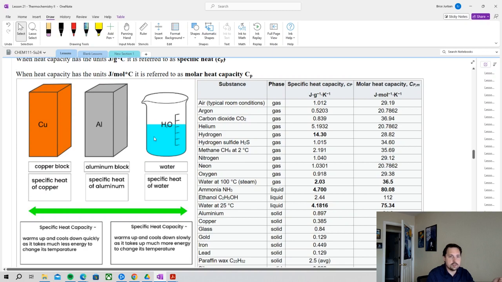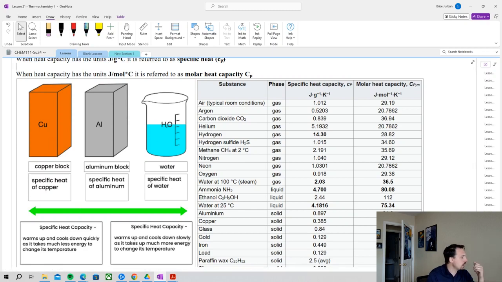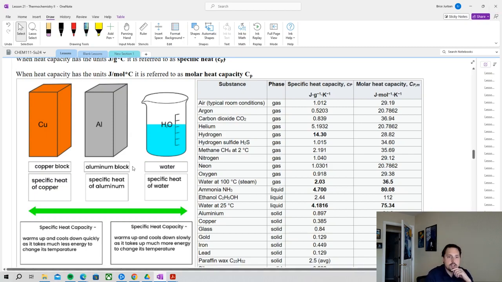So let's look at 3 different objects. I have copper, I have aluminum, and I have water. And when we look at this table here to the right, we see that copper has the highest specific heat capacity of the 3. Or sorry, the lowest, 0.385. Aluminum is 0.87. And then water is 4.18.